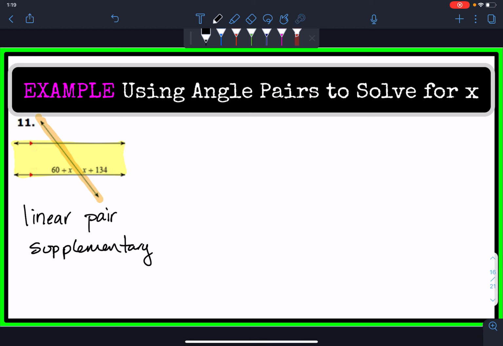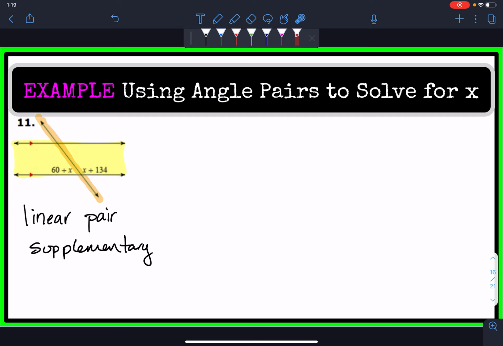Now again, if you cannot determine that they're linear pairs or alternate interiors, anything like that, the key idea from this point on is understanding, are they going to be supplementary or are they going to be congruent? Are they going to equal each other, or are they going to be added together to equal 180? Well, in order to determine that, just simply look at the angles. Since this angle is an acute angle, and this angle is an obtuse angle, they're not equal to each other. So the only other option is that they're supplementary.